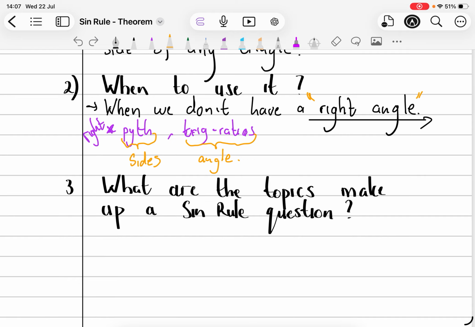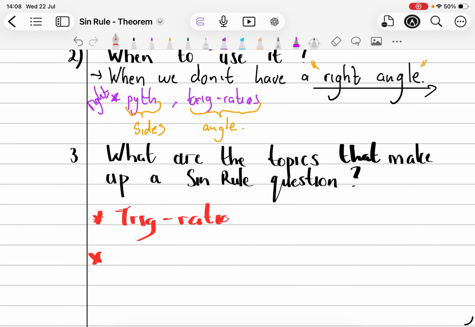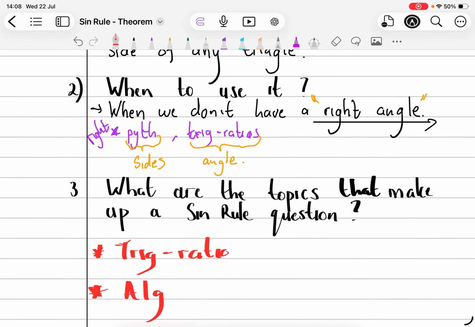What are the topics that make up the sine rule question? In my studies, I've always noticed that first you have the trig ratios. We also have some algebra, calculating the unknown sides, and that's about it. The sine trig ratio is the one that is mostly used. And the algebra is for solving for unknowns.